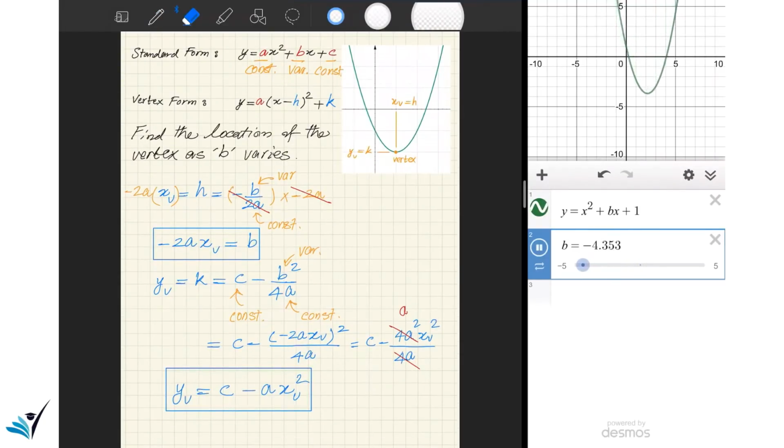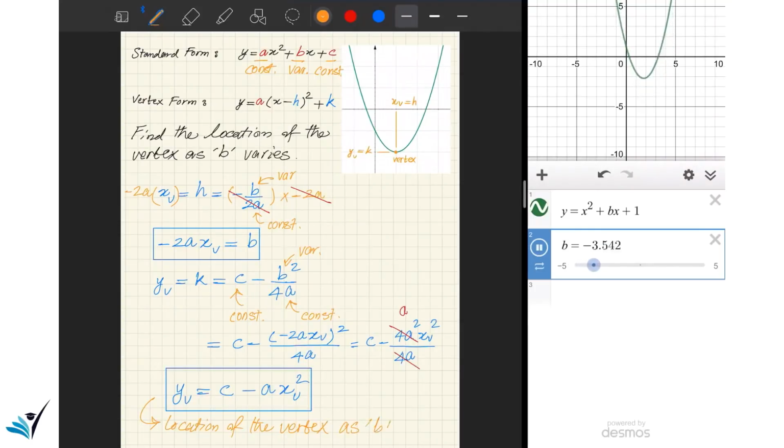This is the quadratic expression that gives us the location of the vertex of the parabola as b changes. So this is the location of the vertex as b varies.